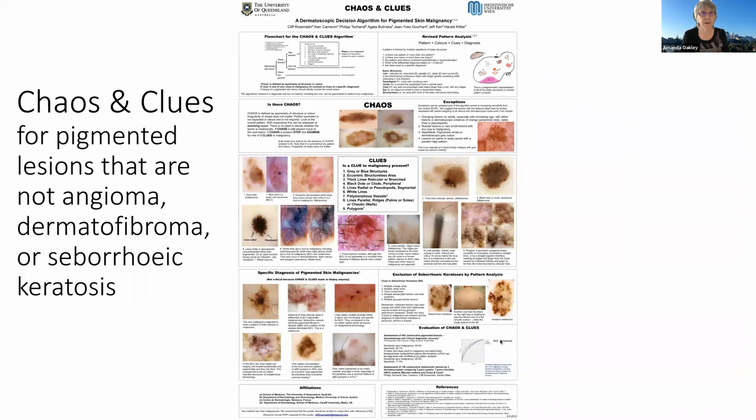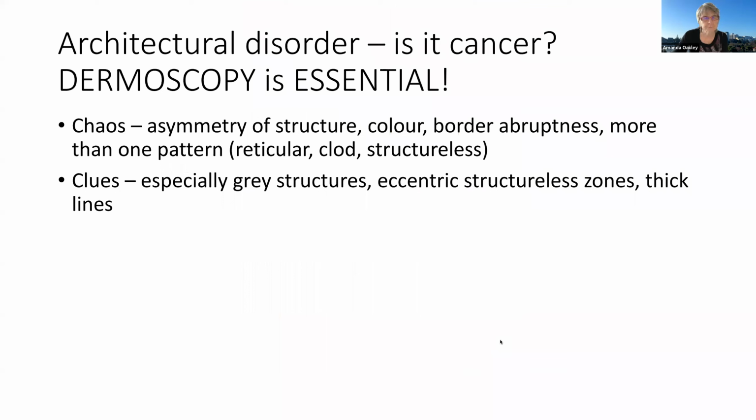We use the chaos and clues algorithm for pigmented lesions that are not angiomas, dermatofibromas, or seborrheic keratoses. We look to see whether the structure is uniform, symmetrical, and single pattern or symmetrical double pattern. If not, it's chaotic, and we look for clues. You need dermoscopy to determine whether a disordered lesion is cancer or not.